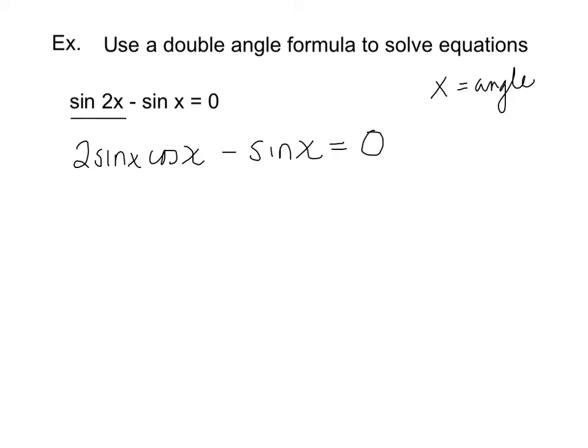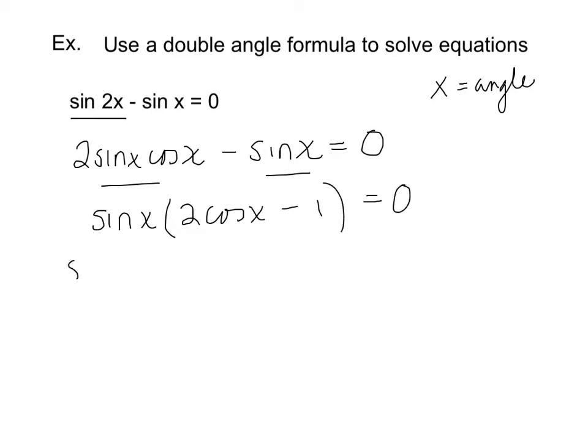All right, notice here I've got two terms. I'm going to factor a sine x out of both of them. So this leaves a 2 cosine x minus 1. And then I set each factor equal to 0.